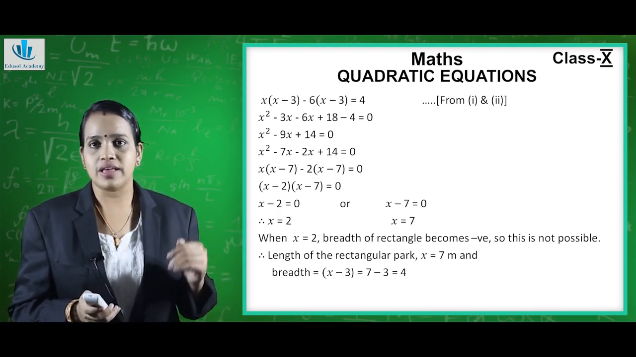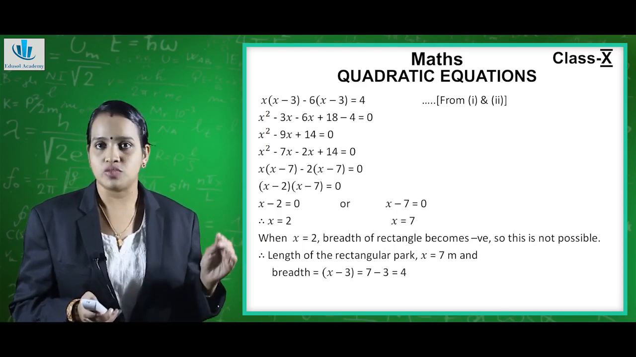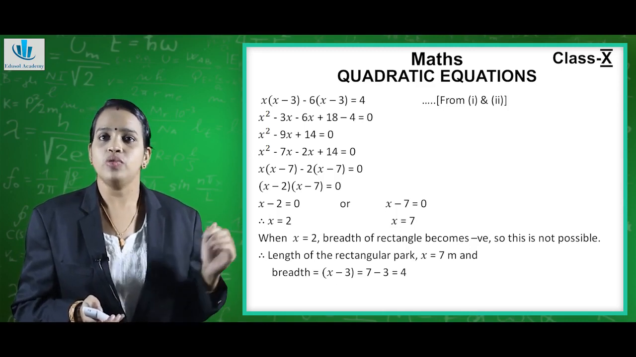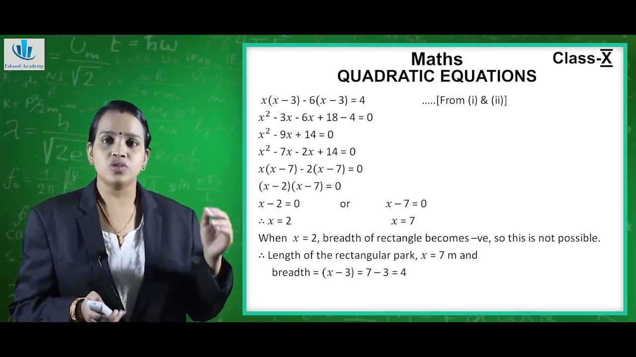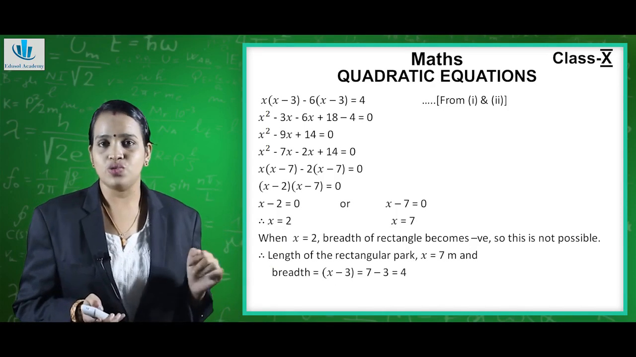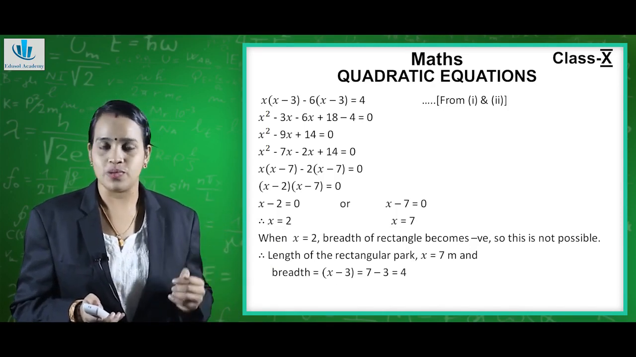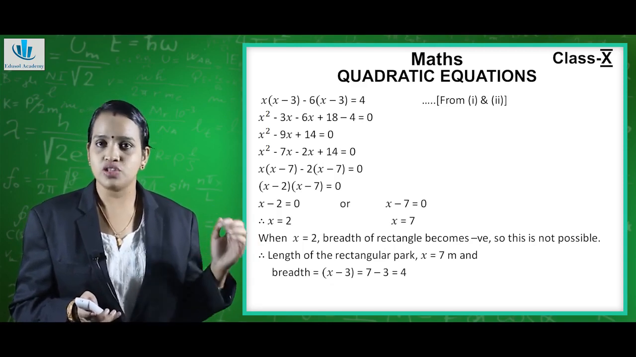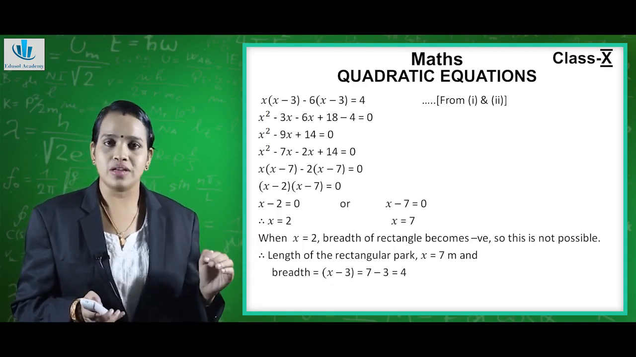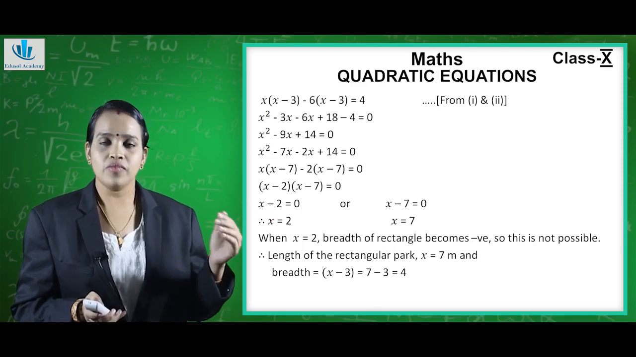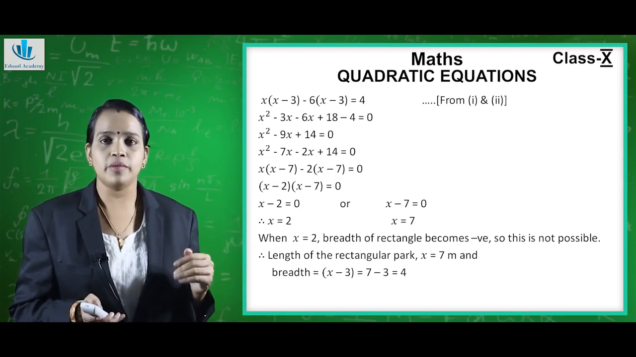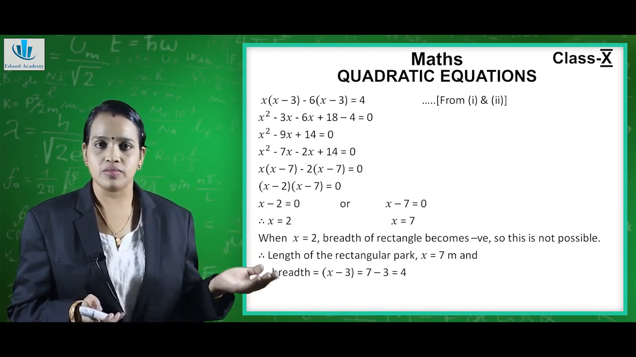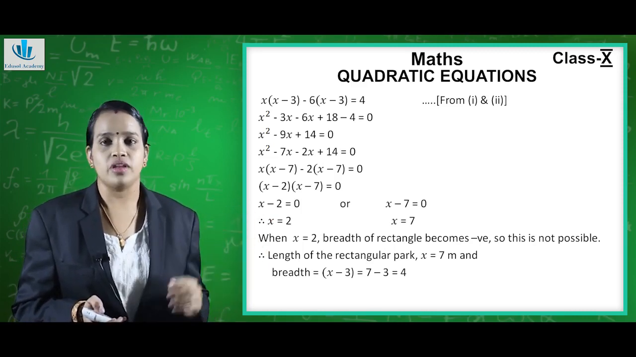So we will take x as common, so it becomes x into x minus 7, minus, we will take 2 as common, 2 into x minus 7 equal to 0. So we can write it as x minus 2 into x minus 7 equal to 0. We will take them separately, so it becomes x minus 2 equal to 0 or x minus 7 equal to 0. When we take minus 2 to the other side, it becomes plus 2, so x is equal to 2. Here also minus 7 becomes plus 7, so x is equal to 7.